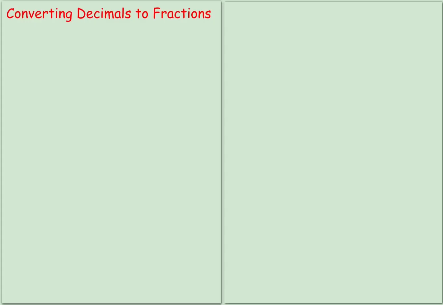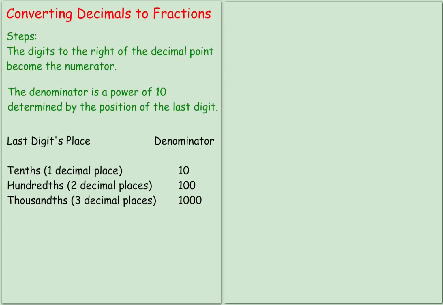In this lesson, we are looking at converting decimals to fractions. Without much ado, let's quickly look into it. Now, the process of converting a decimal to a fraction has two main steps, and here are the steps. The first step says the digit to the right of the decimal point becomes the numerator. That is constant. Then the denominator is determined by the position of the last digit. You see. So before we solve some examples, quickly look at this.